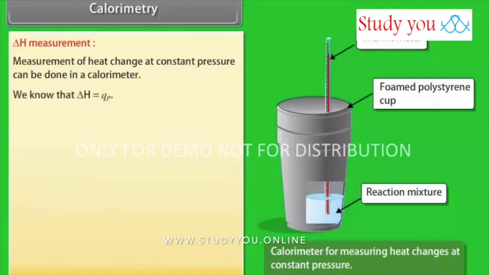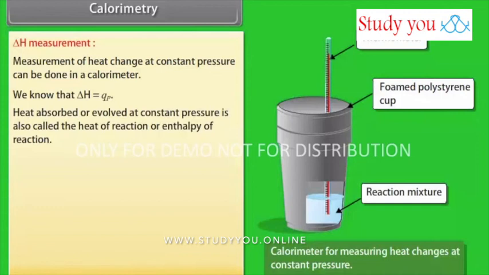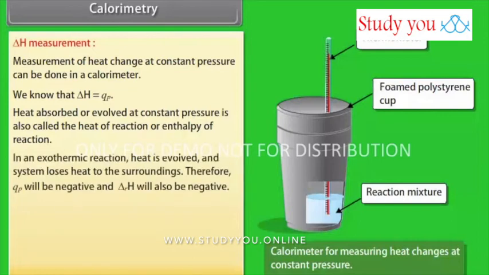We know that delta H is equal to QP. Heat absorbed or evolved at constant pressure is also called the heat of reaction or enthalpy of reaction. In an exothermic reaction, heat is evolved and the system loses heat to the surroundings. Therefore, QP will be negative and delta RH will also be negative.